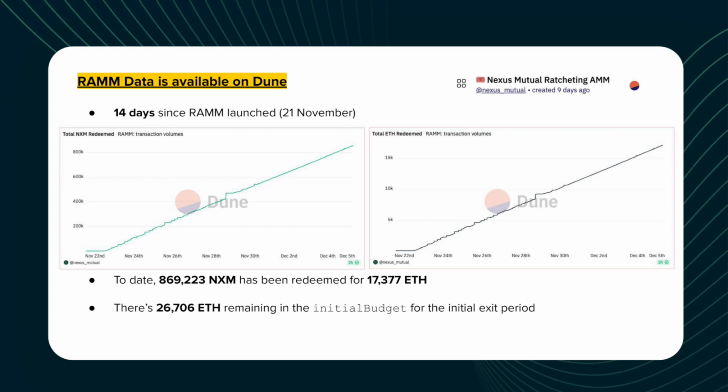There's been discussion on the forum as well about potentially updating some of the RAM's parameters. If you haven't already reviewed that post, you can find it on the Nexus Mutual Governance Forum. For the most part, that concludes my review of the RAM, the launch and the performance. I'm happy to take any questions if anybody has any before we move on.